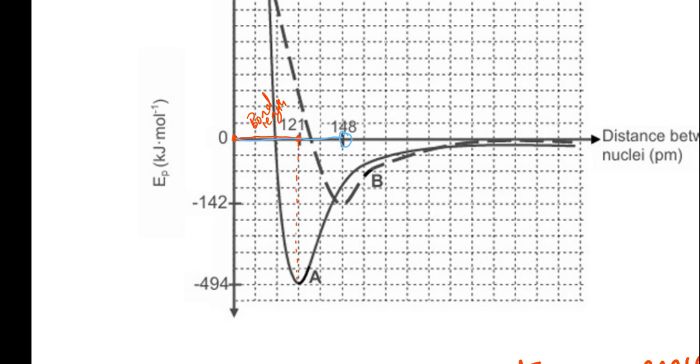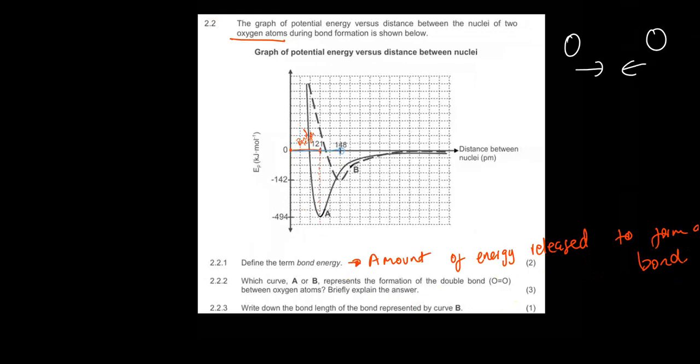Now, if the bond length for B is greater, what does it tell you about the strength of the bond? Which one now is going to have a stronger bond compared to the other? The longer bond length or the shorter bond length? Exactly, that's correct. The shorter the bond length is, the stronger is the bond.